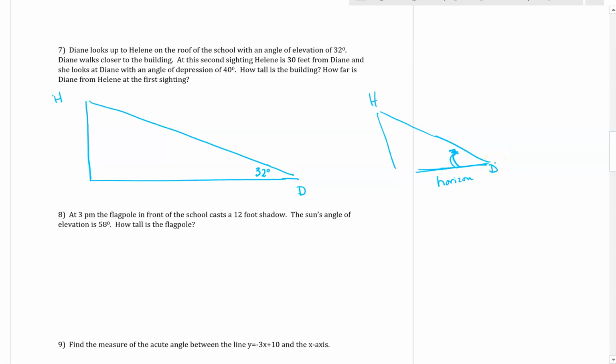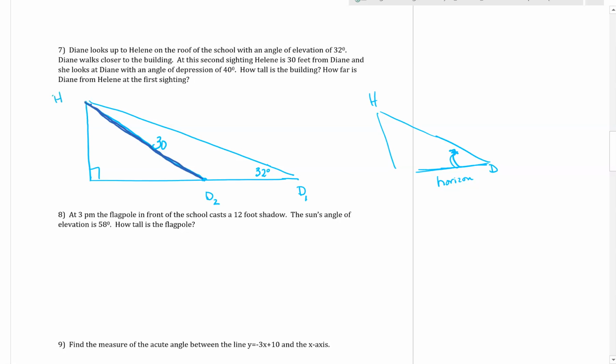Now notice it says that Diane walks closer to the building. So this is Diane at the first sighting, this is Diane at the second sighting, and it says Helene is 30 feet from Diane. So again, if I want to know how far they are, it's like they're holding a string, so they're 30 feet from each other. So this distance right here is 30 feet.